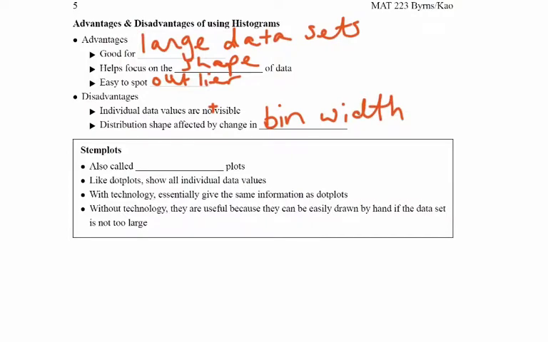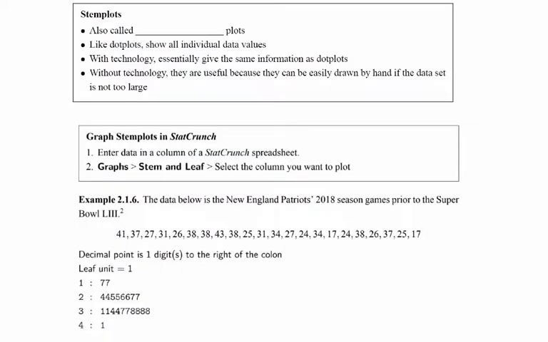The last example here I have is for stem plots. Stem plots you've probably heard of before. They may have been called stem and leaf plots in your past education. It's the same thing. Stem plots, just like dot plots, show individual data values. We're not going to do these by hand. We're going to use StatCrunch to generate them.